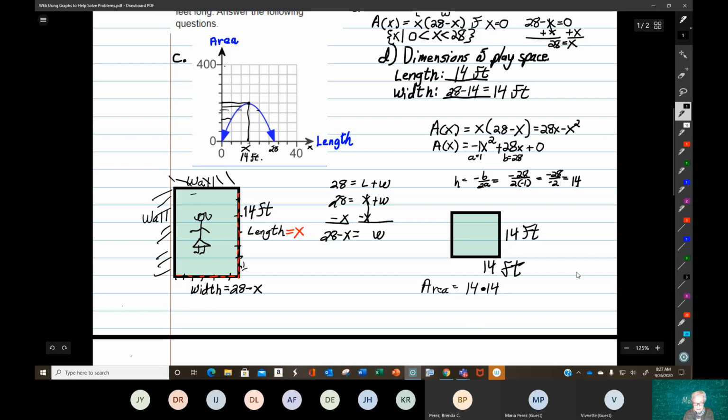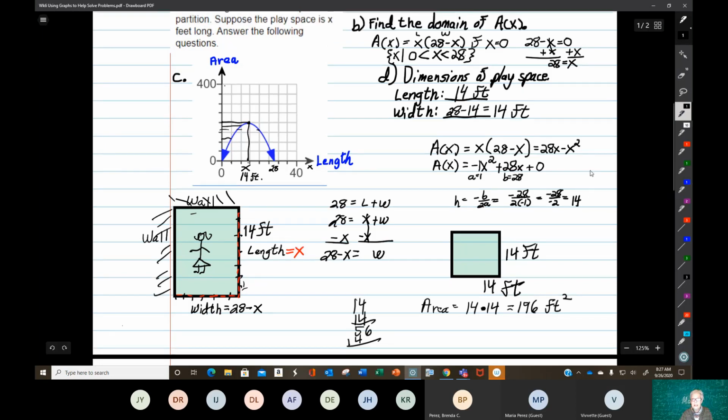Which is 196. 196 square feet. But they don't ask that, but you could find it very, very easily. So let's look at what we did with this problem.